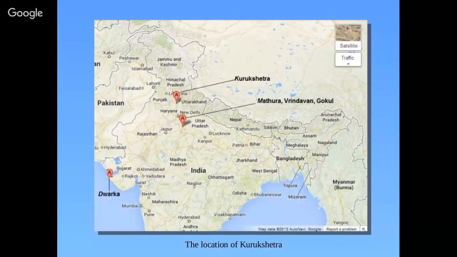Kurukshetra is a city in the northern Indian state Haryana. Today, Haryana has more than 25 million people, 6 times more than Croatia, and its official language is, of course, Hindi. So you can go to the term Dharma.